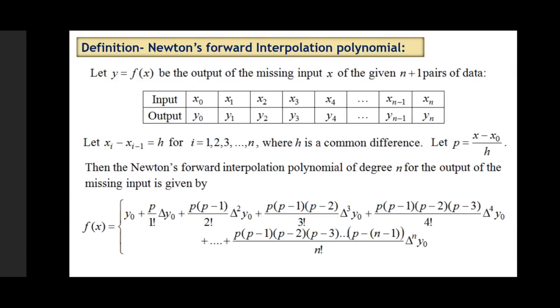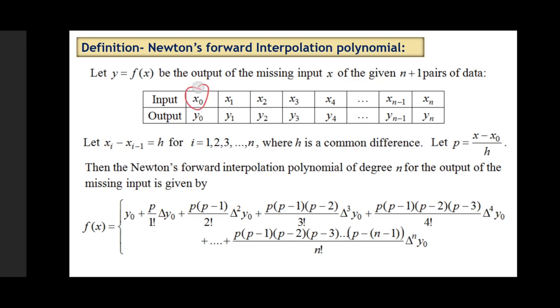Hello everyone. In the previous class, we learned how to prepare the forward difference table. Now let us see Newton's forward interpolation formula. This formula is used to estimate an unknown value when the x values are equally spaced and the required value is close to the first observation. Before applying the formula, we should know the meaning of each symbol.